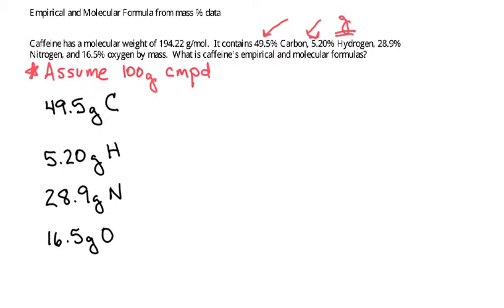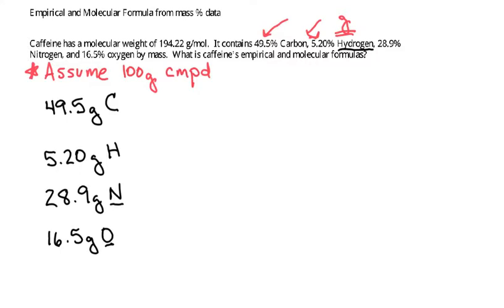We know that hydrogen is a diatomic molecule, but in these percents, we're not talking about hydrogen that you find in nature. We're just talking about elemental single atom hydrogen. So that's why we have H. Nitrogen is also a diatomic molecule, but in the mass percent data, we're just talking about N, not N2, and the same thing for the oxygen.